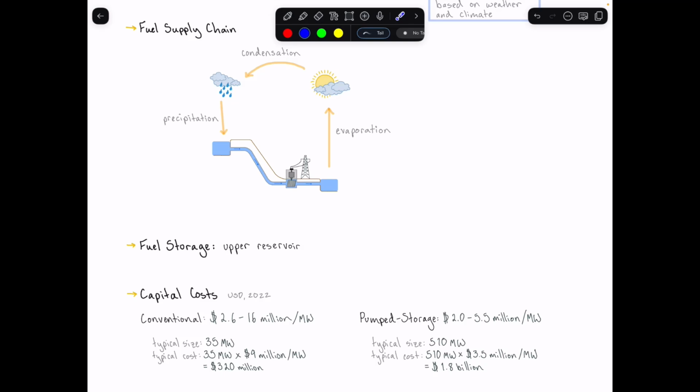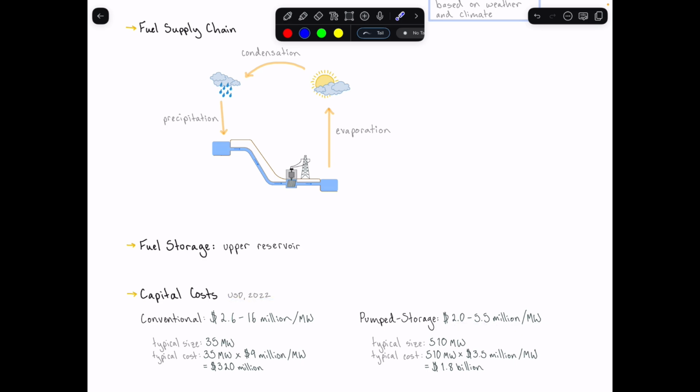So this data here, I got from Oak Ridge National Laboratory's existing hydropower asset database. That is a long phrase, but Oak Ridge National Laboratory is a laboratory in the United States. And then I also got this data from the U.S. Department of Energy's Hydropower Market Report for 2023. So these values here are in US dollars from 2022.